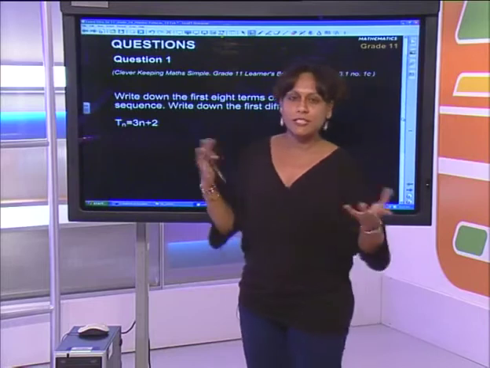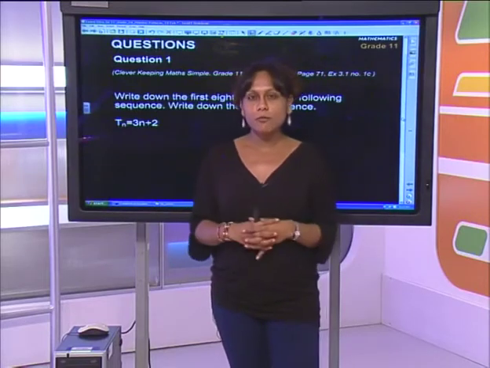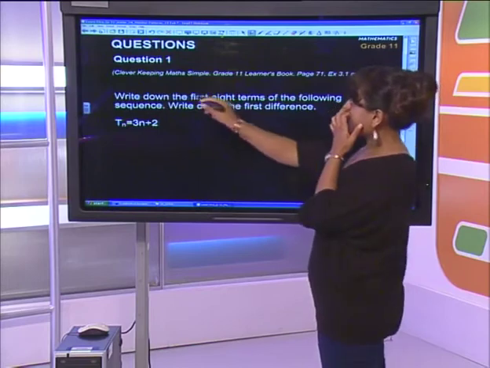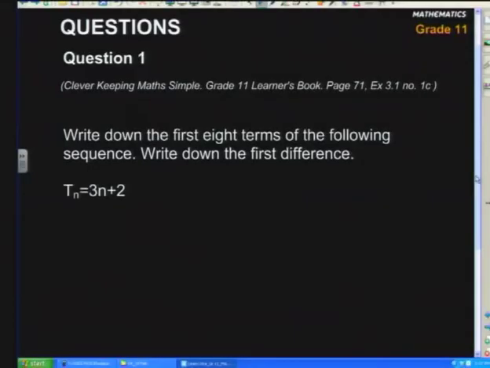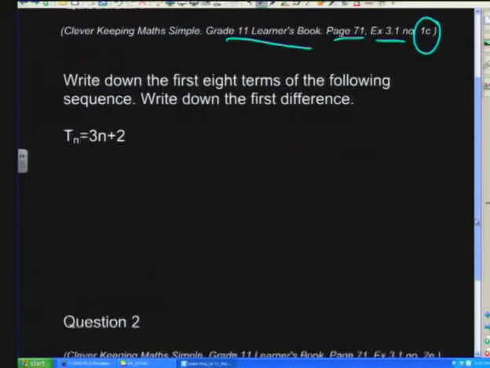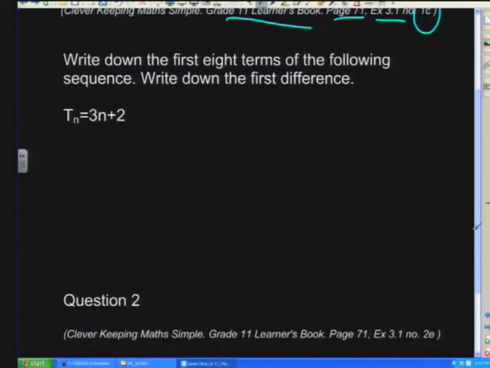Now the best way to get going with this is to show you guys an example, and this example comes from the Clever Keeping Maths Simple. We're looking at the Grade 11 learner's book, page 71, exercise 3.1, number 1C. Remember, this is just revision of Grade 10. They give us a general term, Tn is equal to 3n plus 2, and they say write down the first 8 terms of the sequence, and then write down the first difference.